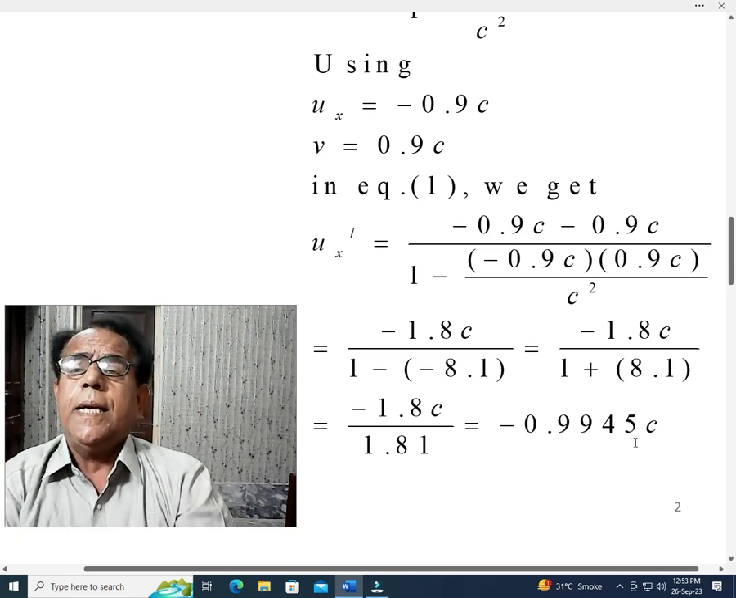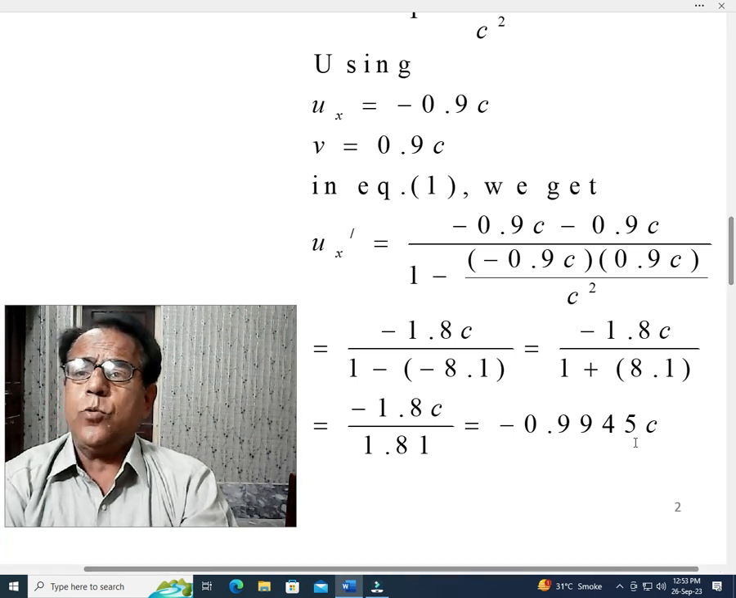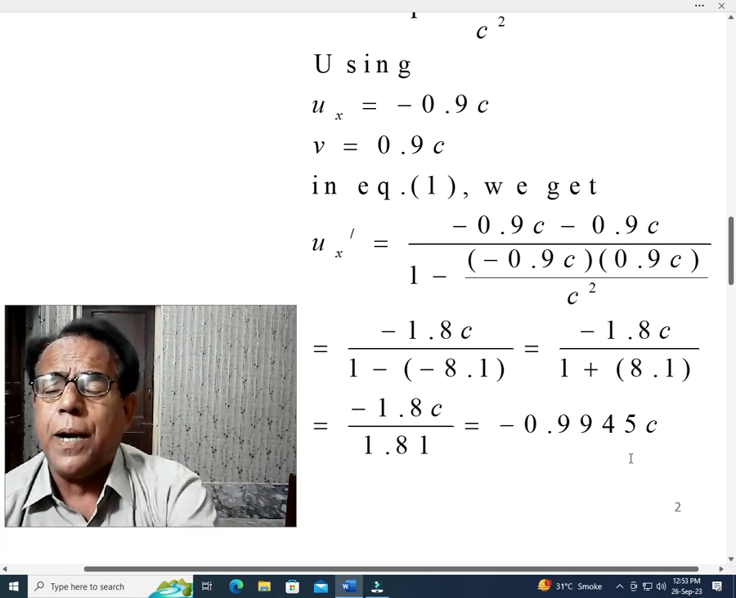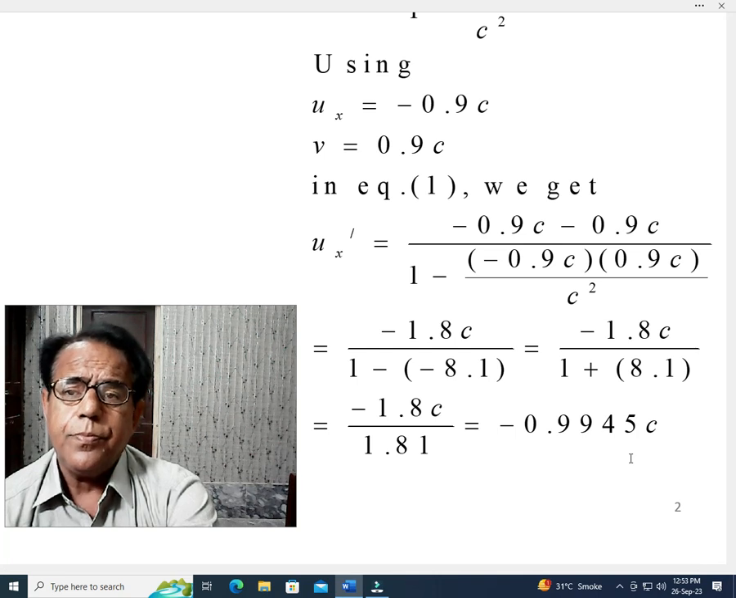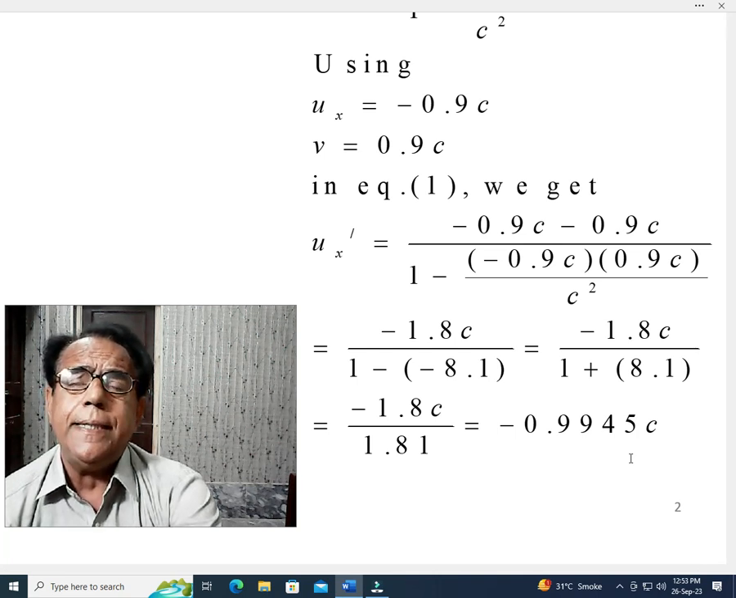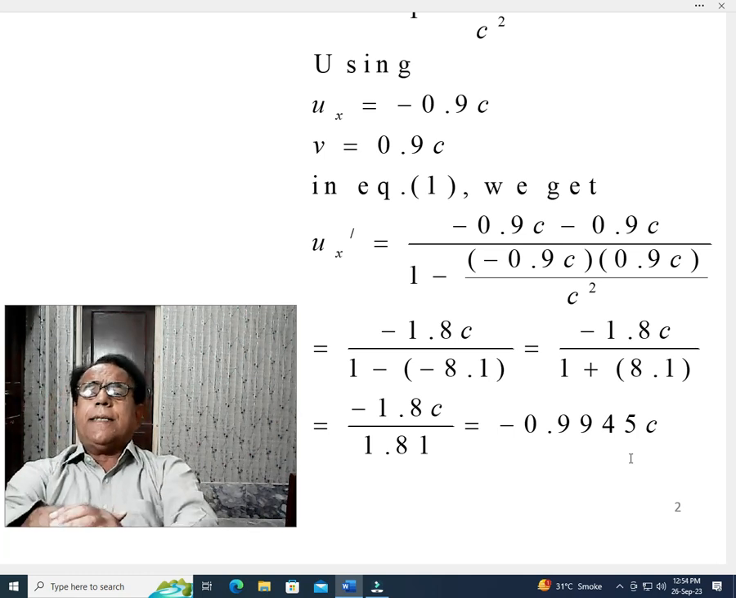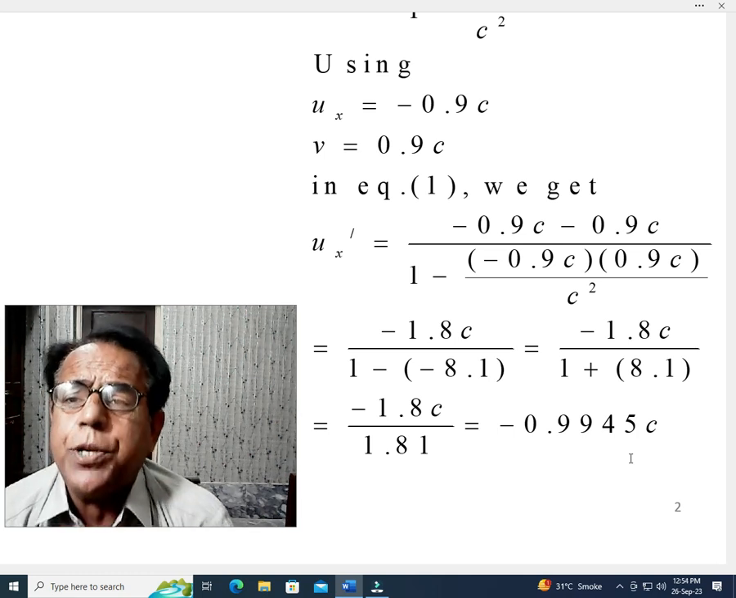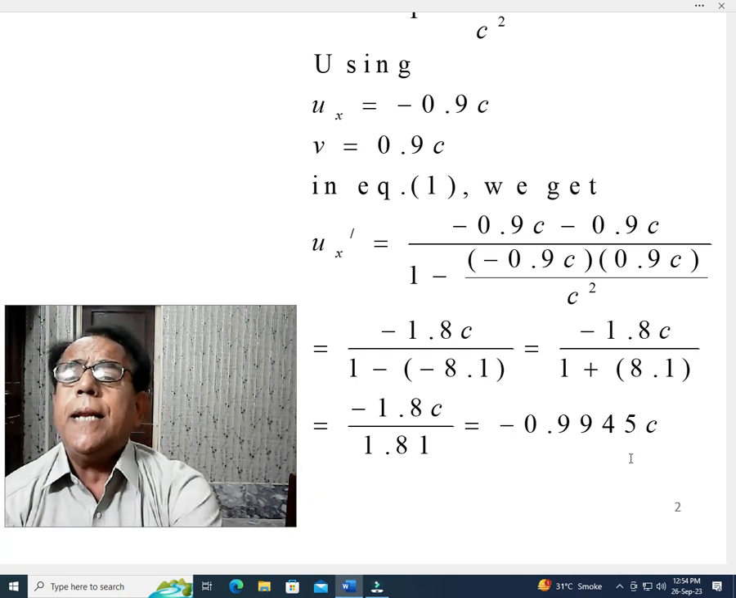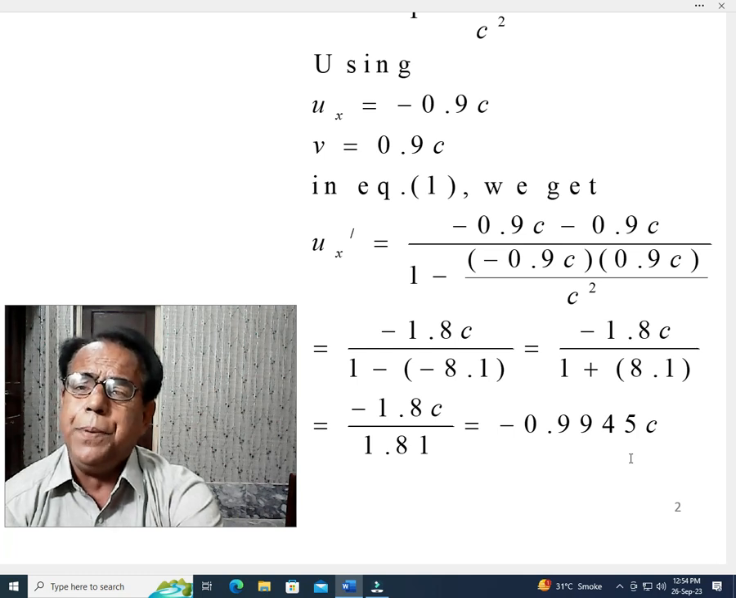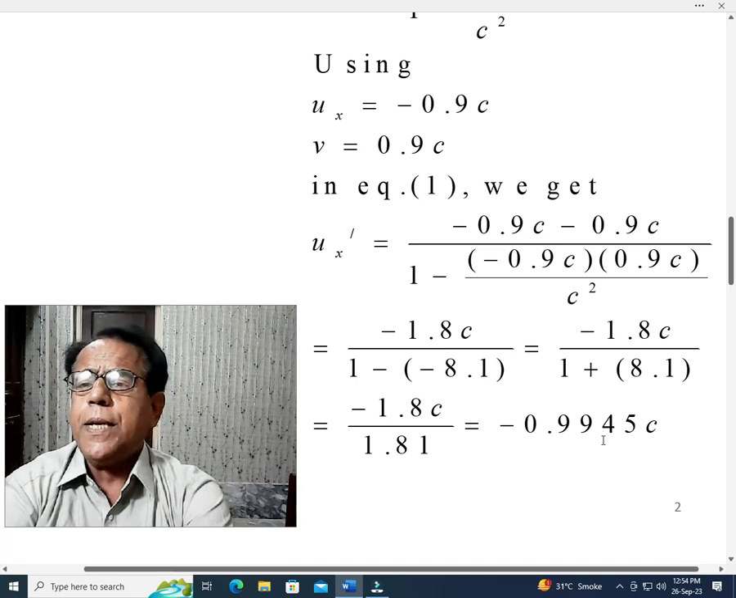Okay, it means, dear students, if the speed of light is classified or distributed into 10,000 parts, then out of those 10,000 parts, 9,945 parts will be equal to this speed.